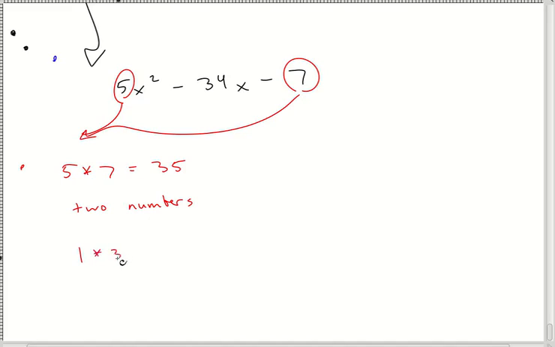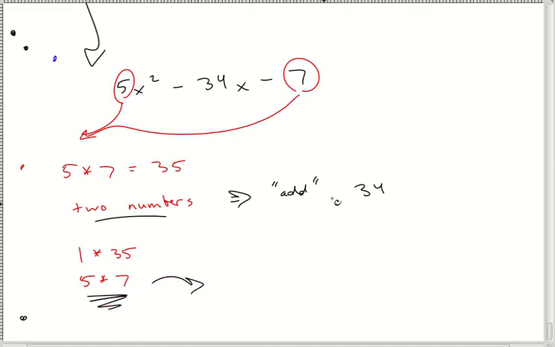Well, 1 times 35, and I got 5 times 7. Same thing, right? Both of these will make a 35, so that's good. From this group here, I want two numbers that are somehow going to add up to the 34. Okay, negative, positive, we'll talk about that in a second. Will 5 and 7 somehow add to make a 34? No.